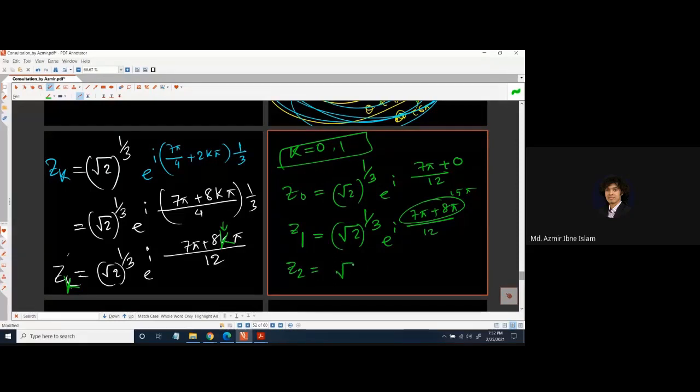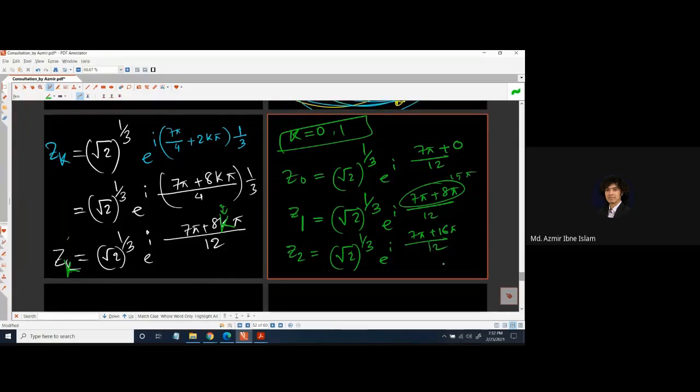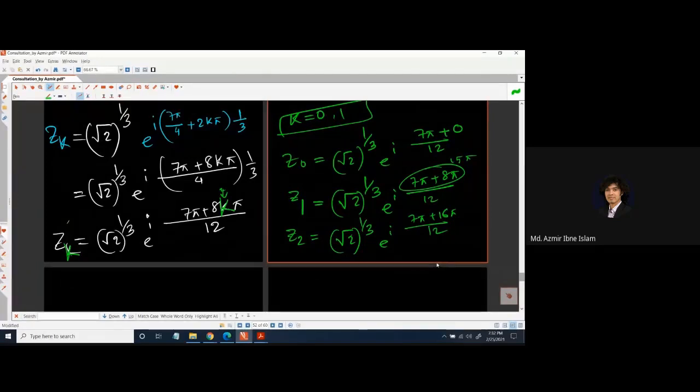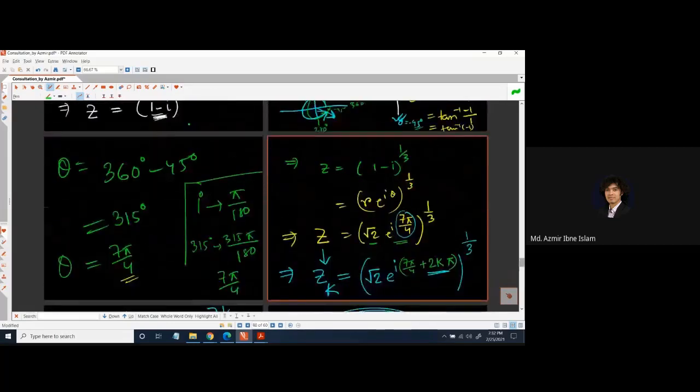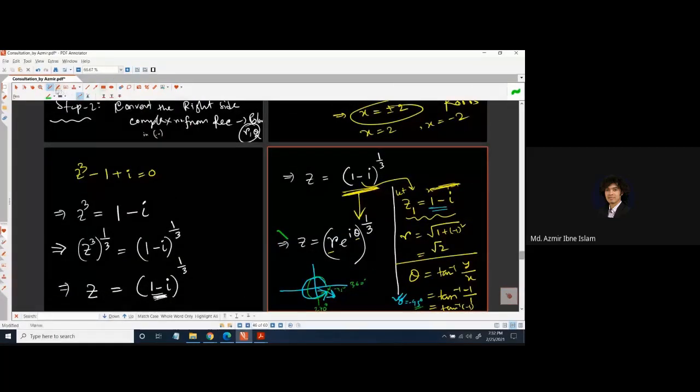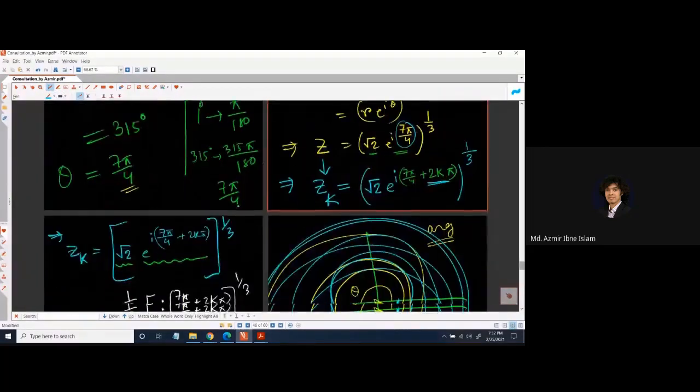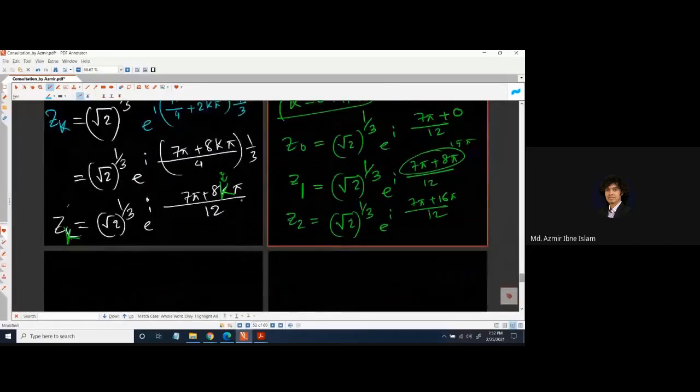Similarly, we can find the third one, z2. So root 2 to the power 1 over 3 e to the power i, where input k is 2. So 7 pi plus 2 times 8, that is 23 pi over 12. So we have found all the 3 solutions that we tried to find. For this equation, we have found all the 3 solutions.